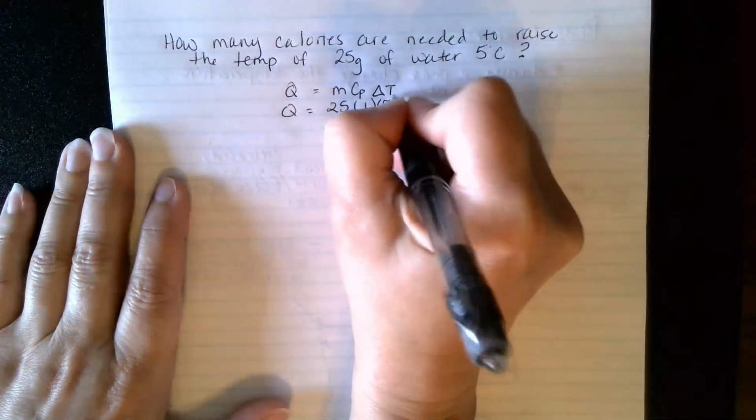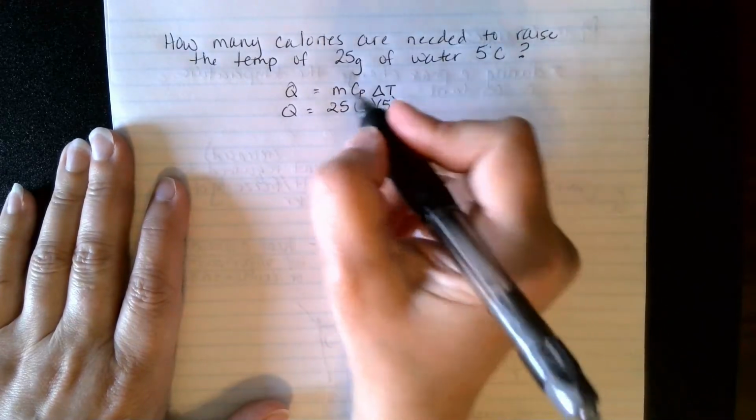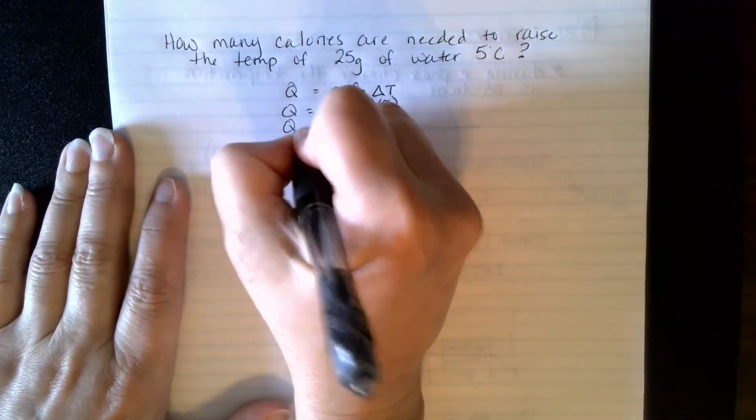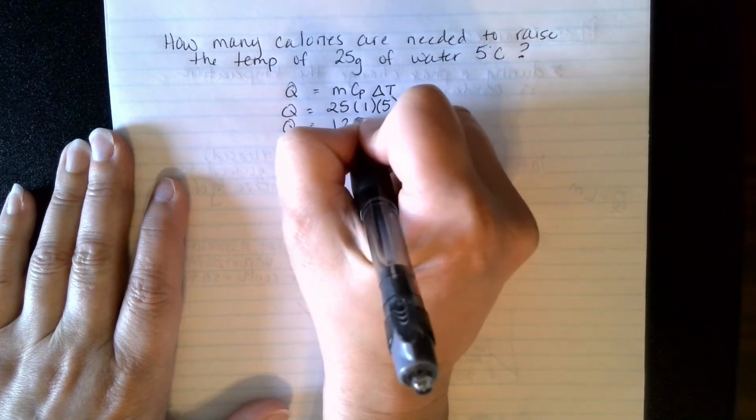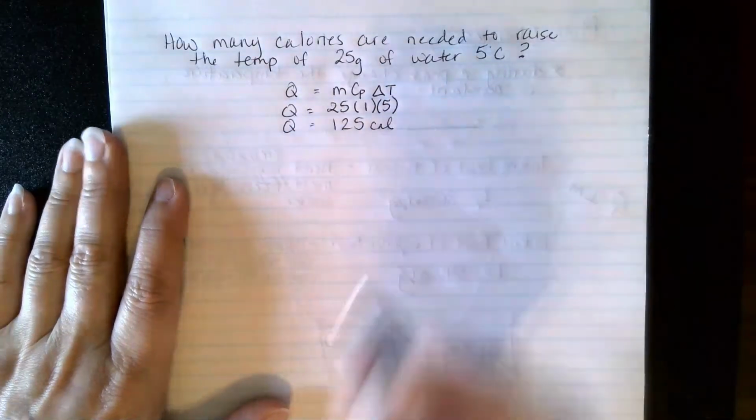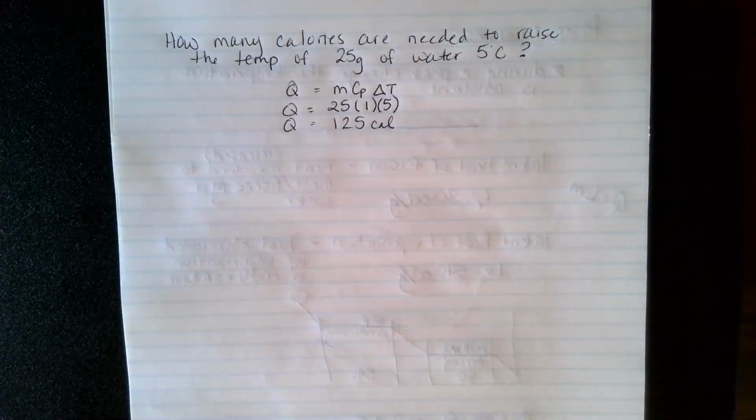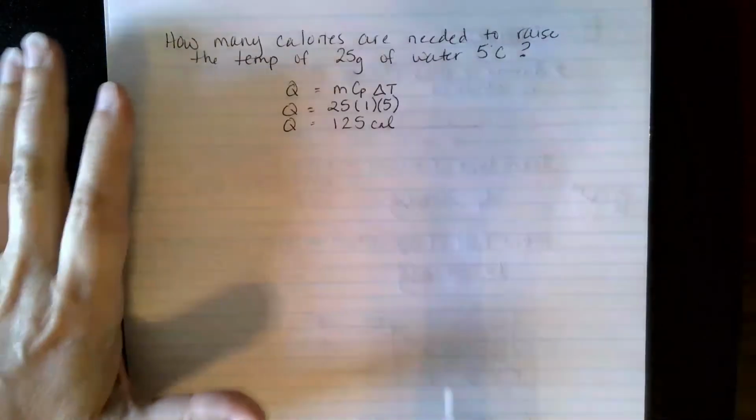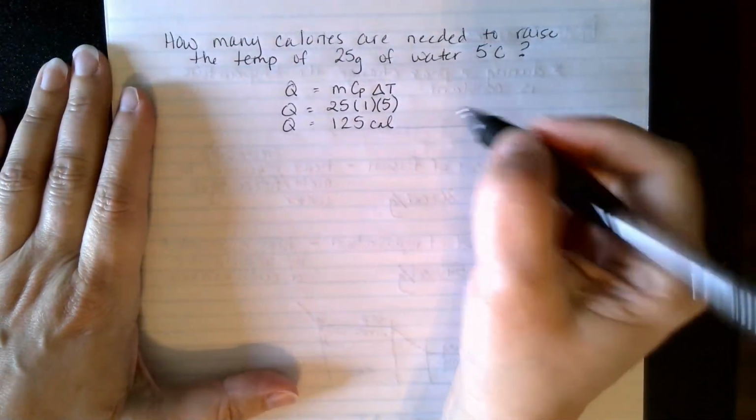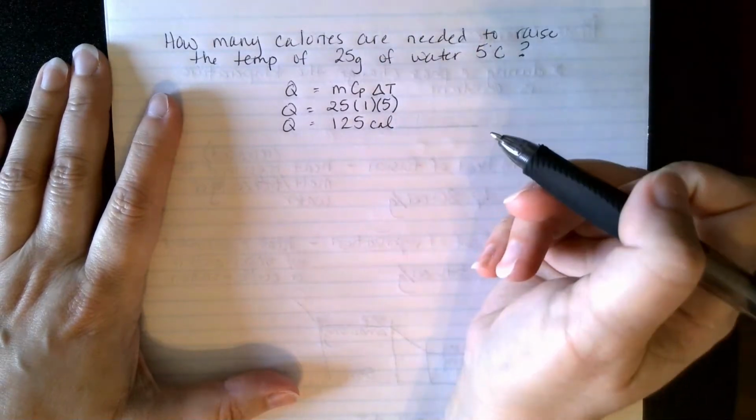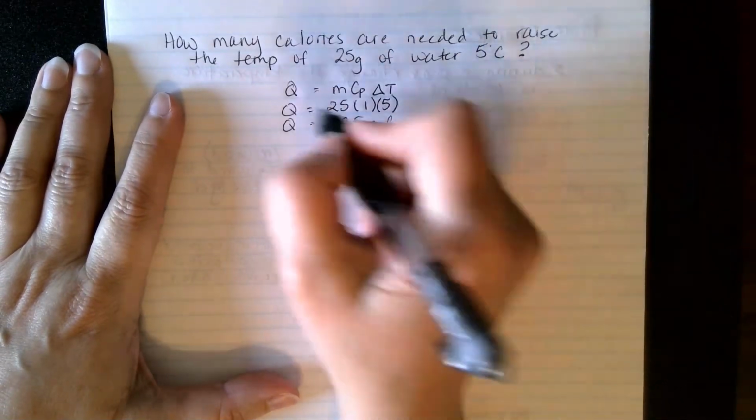5. So I would just take 25 times 5. And this would be 125 calories. Now, I didn't round to any significant figures because they didn't really even tell me for sure how many I had.